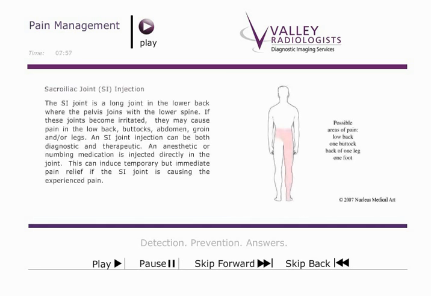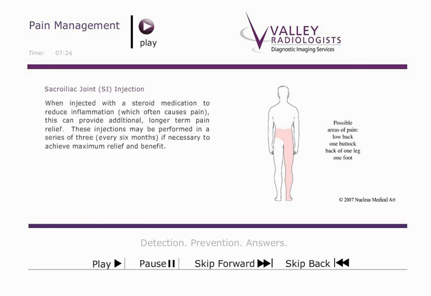Sacroiliac joint or SI injection. The SI joints are long joints in the lower back where the pelvis joins with the lower spine. If these joints become irritated, they may cause pain in the low back, buttocks, abdomen, groin, and/or legs. An SI joint injection can be both diagnostic and therapeutic. An anesthetic or numbing medication is injected directly in the joint. This can induce temporary but immediate pain relief if the SI joint is causing the experienced pain.